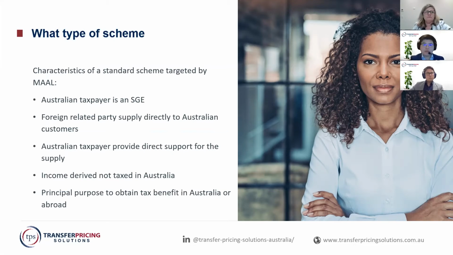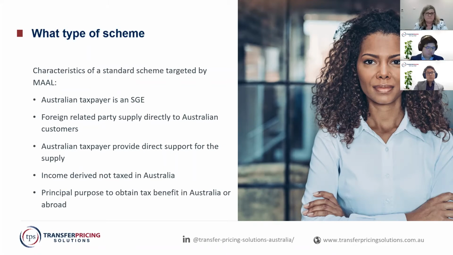Now, some of these have already been mentioned. First, you need to be an SGE. You need to have a foreign entity supplying directly to an Australian customer. It can be products or it can be services. You have an Australian entity providing direct support, usually in the form of services to your foreign entity. The income derived from the Australian customers is not taxed in Australia. And lastly, the principal purpose. If you are deemed to have a principal purpose of obtaining a tax benefit, then you will be at risk.